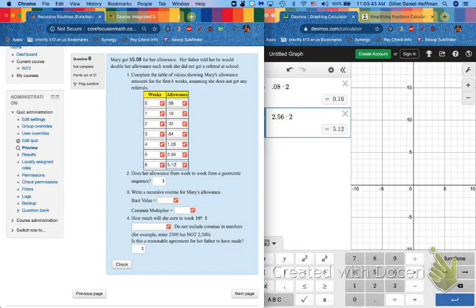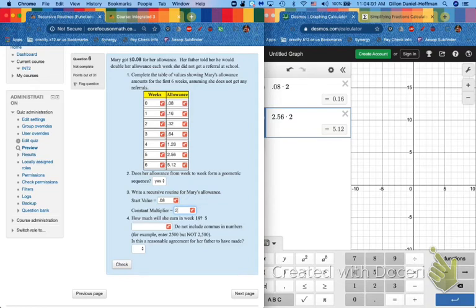Next question says, does her allowance from week to week form a geometric sequence? That means, are we multiplying the same number each time? Well, yes, we are. And we start with our start value, but then our multiplier is 2. To double something means to multiply by 2.